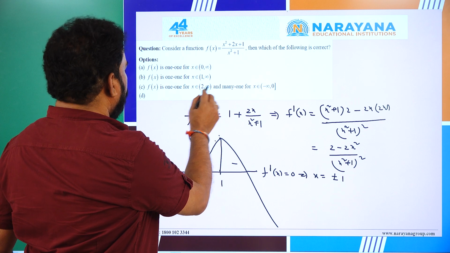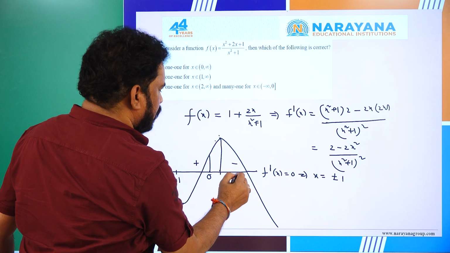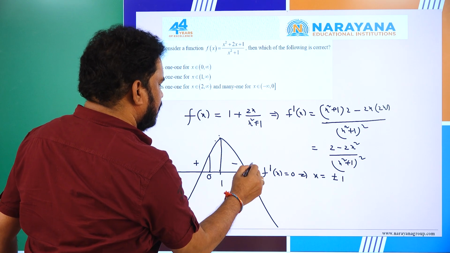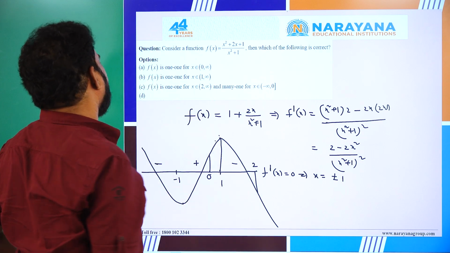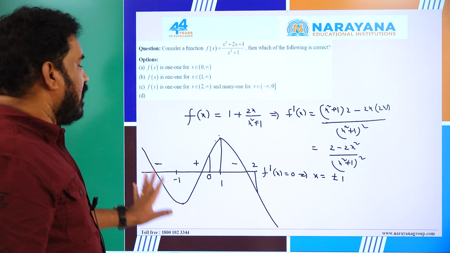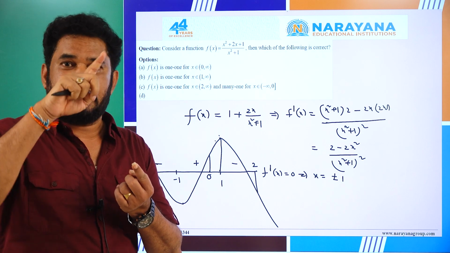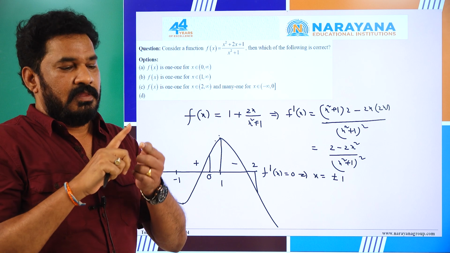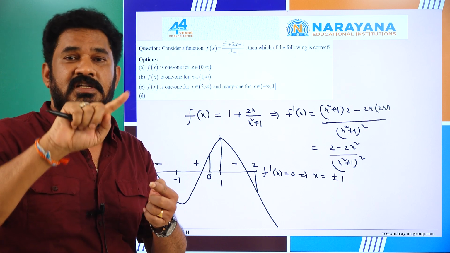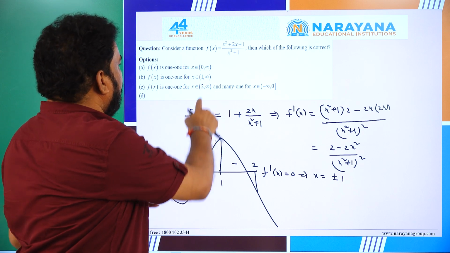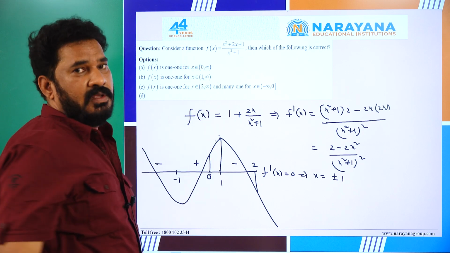Again, 2 to infinity, so 1 to infinity it decreases, and 2 to infinity it is also decreasing only. This is, I think, option 2, so this is also a correct option. Options might be wrong, but according to the graph, when the graph is strictly increasing, the function is 1-1, or when the graph is strictly decreasing, then also the function is 1-1. But according to the given options, something may be wrong.